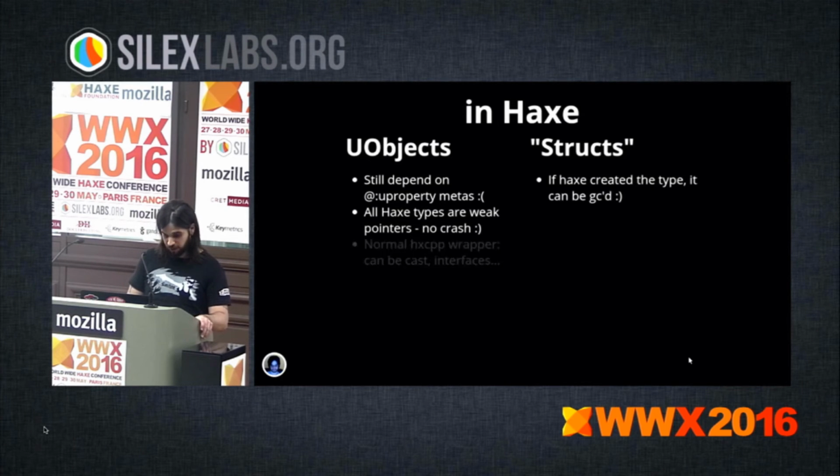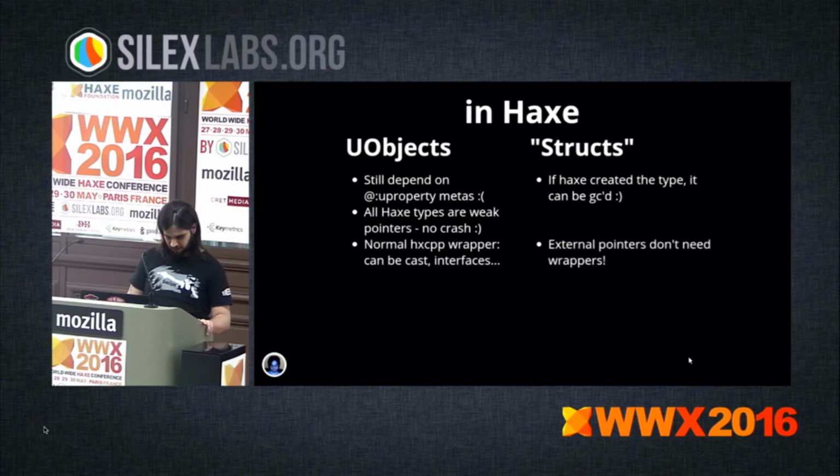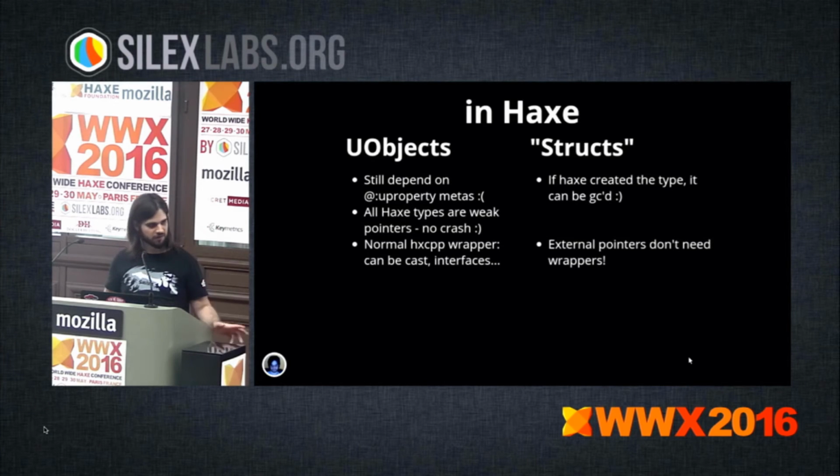And for structs, the good part is that if you created the type in Haxe, they work through garbage collection nicely. UObjects in Haxe actually have a wrapper: if you have a UObject class in C++, you have a wrapper class in Haxe which points to that C++ type. That's great because you can have cast, you can have interfaces, and it works like normal Haxe code does.